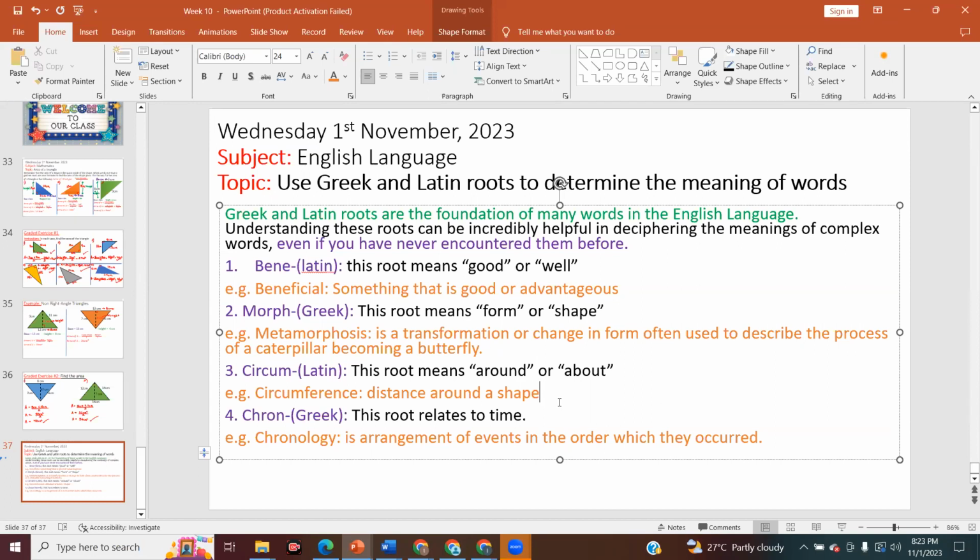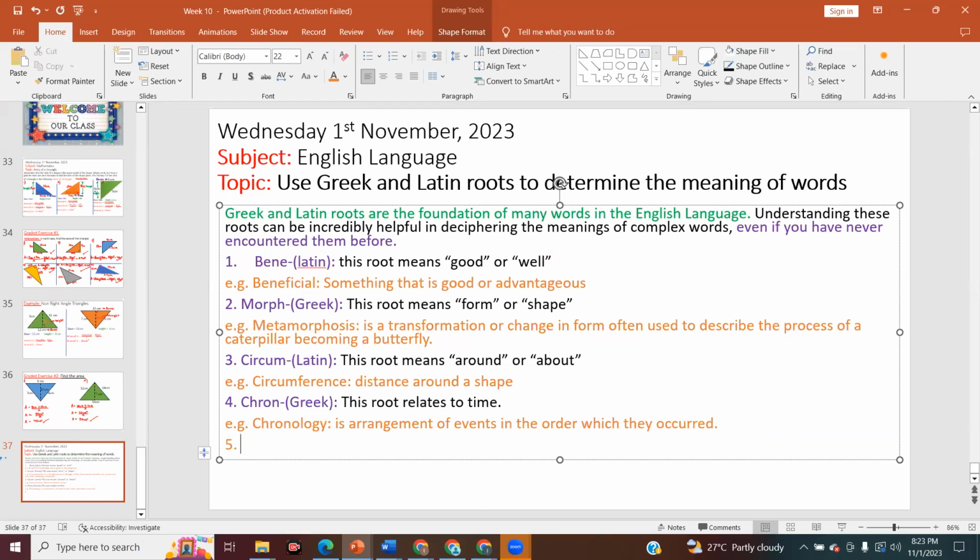And circum, where does that come from? Latin or Greek? Latin. What does that mean? Around or about. Around or about, very good. And what word or example could we use that has the Latin root circum? Circumference. Circumference, very good. The next one is number 5.